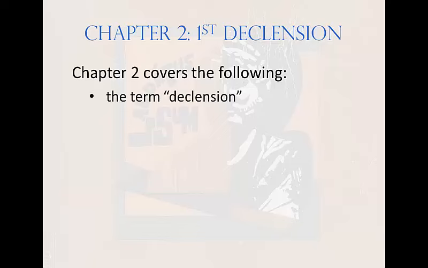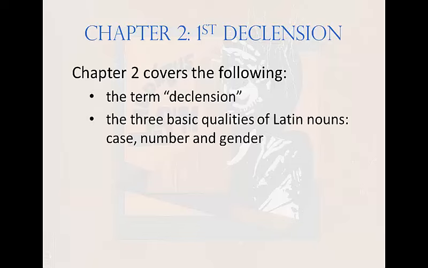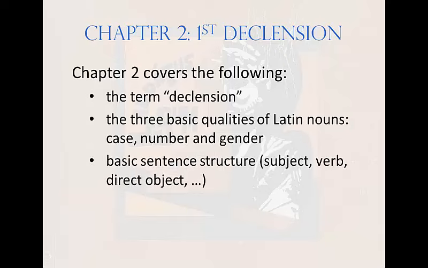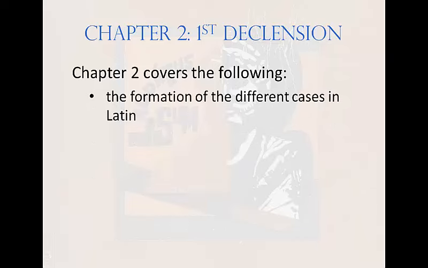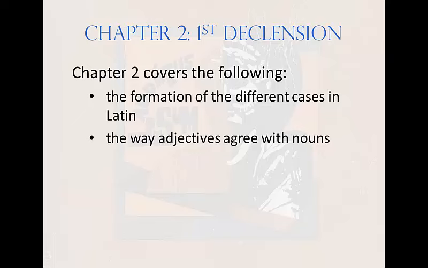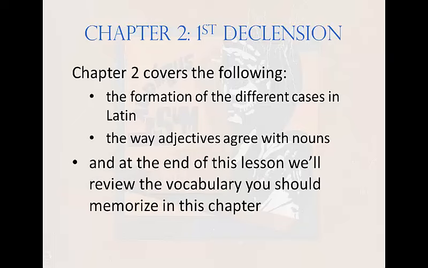Chapter 2. First Declension. Chapter 2 covers the following: the term declension, the three basic qualities of Latin nouns, that is, case, number, and gender, basic sentence structure, subject, verb, direct object, and so on, the 6 cases of Latin nouns and the uses of those cases, the formation of the different cases in Latin, and the way adjectives agree with nouns. At the end of this lesson, we'll review the vocabulary you should memorize in this chapter.